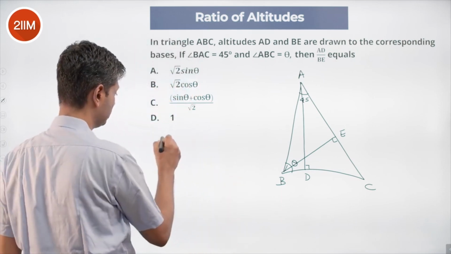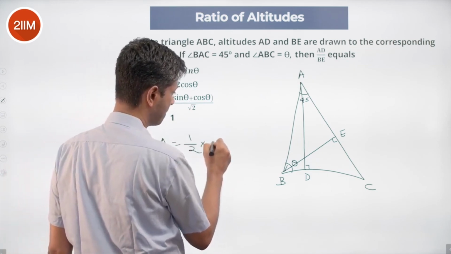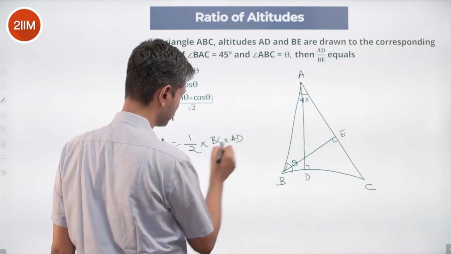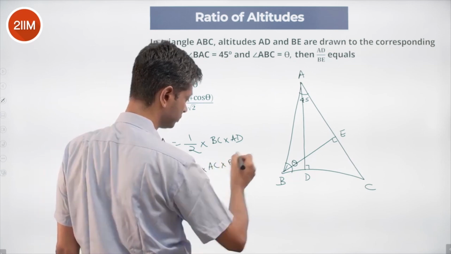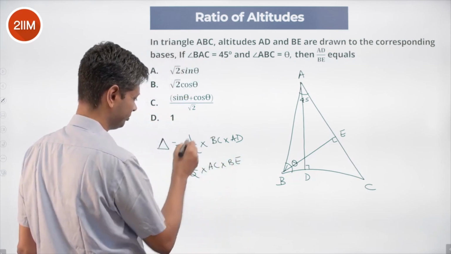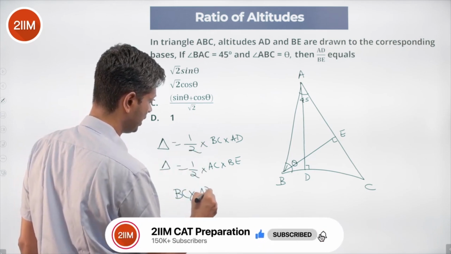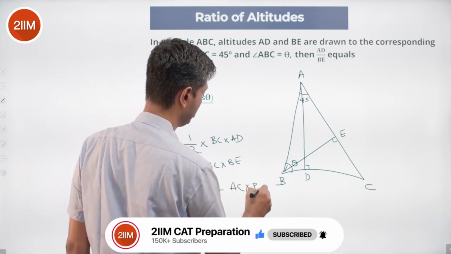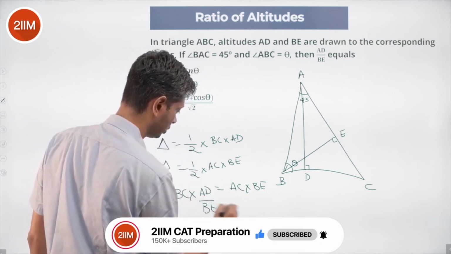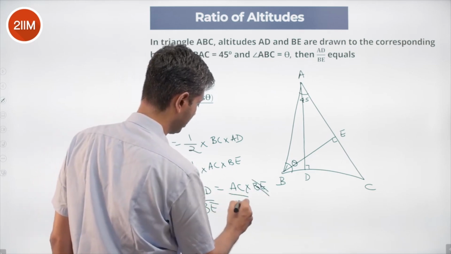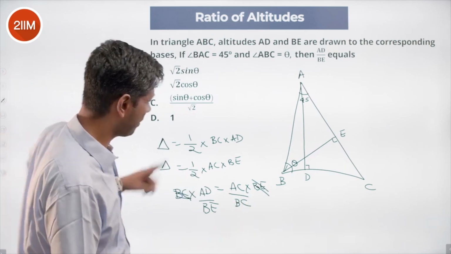So the area of this triangle is half into BC into AD. This is also equal to half into AC into BE. These two should be equal, since both are the area. So half and half gets knocked off. BC into AD equals AC into BE. We want to find AD by BE. This goes here. It should be equal to AC by BC. We want to find AC by BC. Nice.